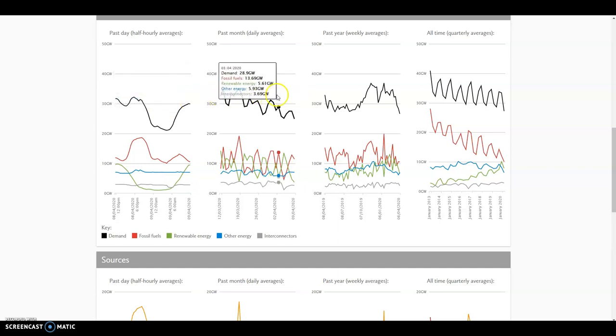And we've got the monthly average. We've got the past year. So notice, think about, why is there so much energy used around here? What's happening in these kind of areas? Why is the demand so low now?